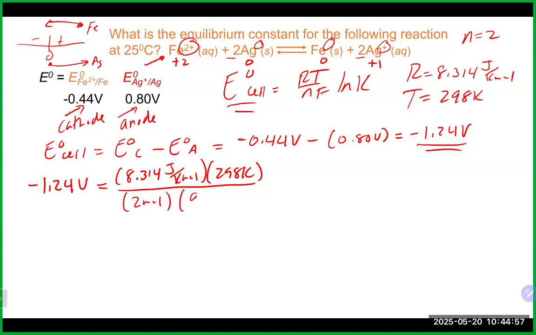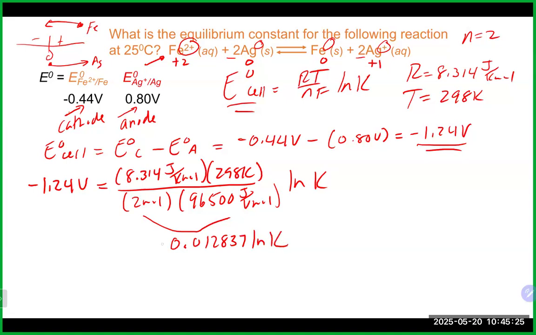And our Faraday's constant is a constant, 96,500 joules per volt per mole, equals our natural log of K. So I'm going to clean up the left-hand side. So 8.314 times 298 divided by 2 and divided by 96,500 is going to give me something like 0.012837 natural log of K equals minus 1.24 volts.